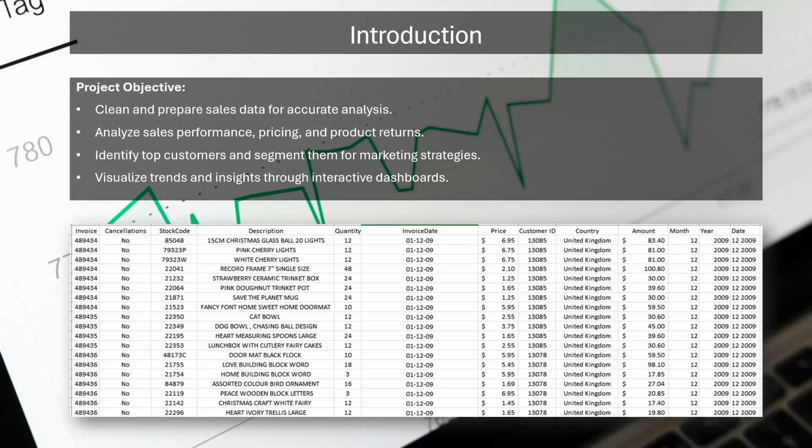Let's begin. The objectives of this presentation and data analysis were to clean and prepare sales data for accurate analysis, then analyze sales performance, pricing and product returns, then identify top customers and segment them for marketing strategies, and visualize trends and insights through interactive dashboards. In this picture, you can clearly see the data sample which was given for further analysis.